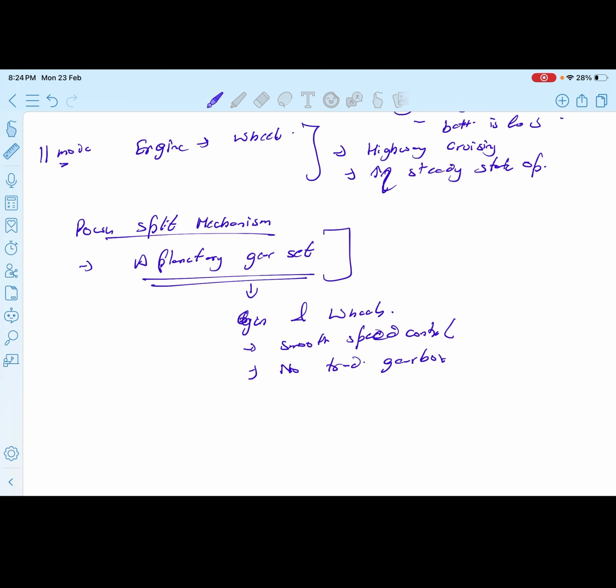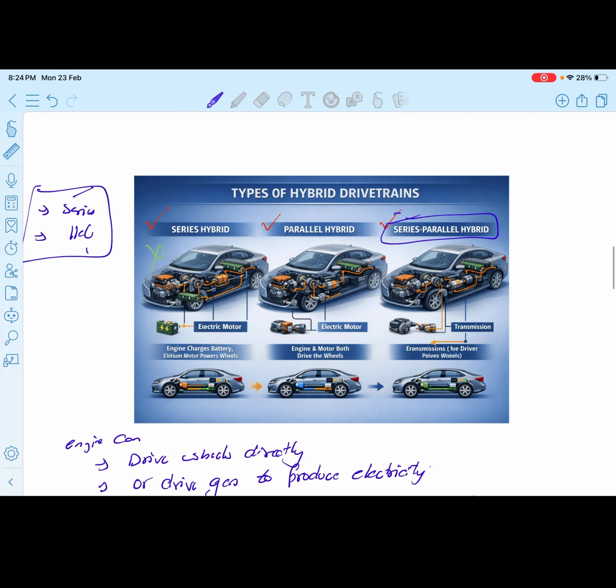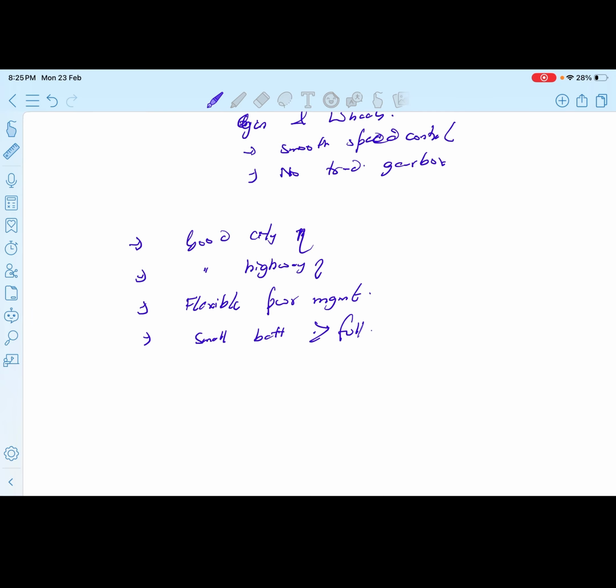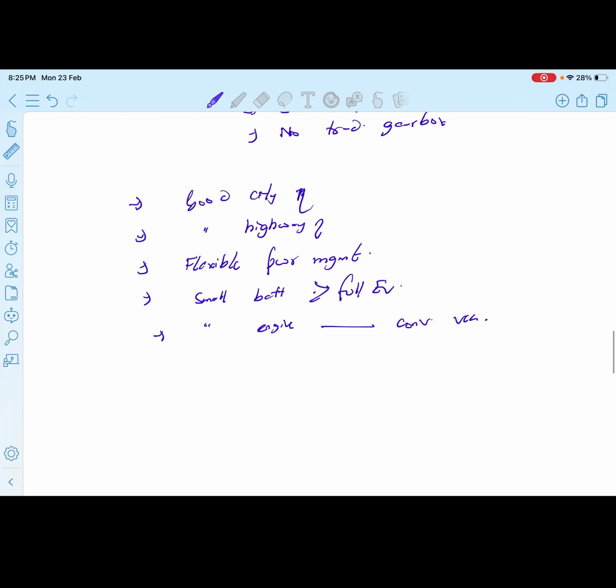So why is it so popular? Out of these three, of course, series parallel is the most popular. Why? Because like I said, you can get good city efficiency, and you can get good highway efficiency. This is flexible power management, I would say. You can go for a small battery compared to obviously a full EV, and definitely a smaller engine as well compared to a conventional vehicle.